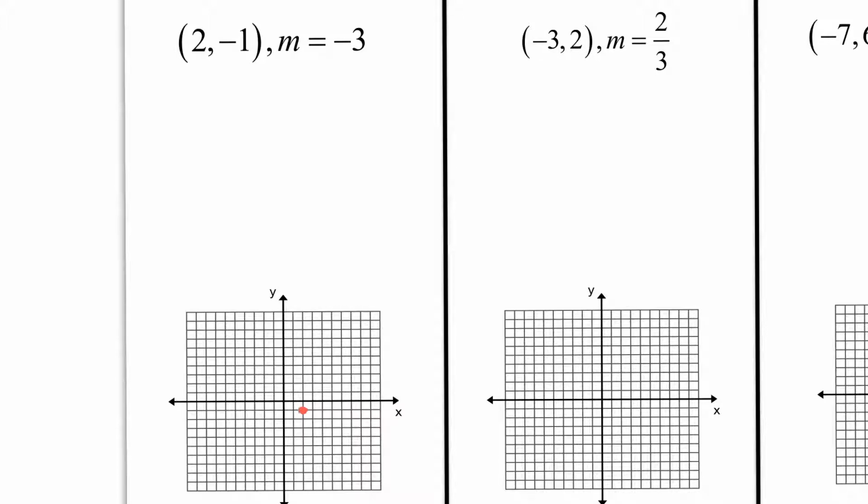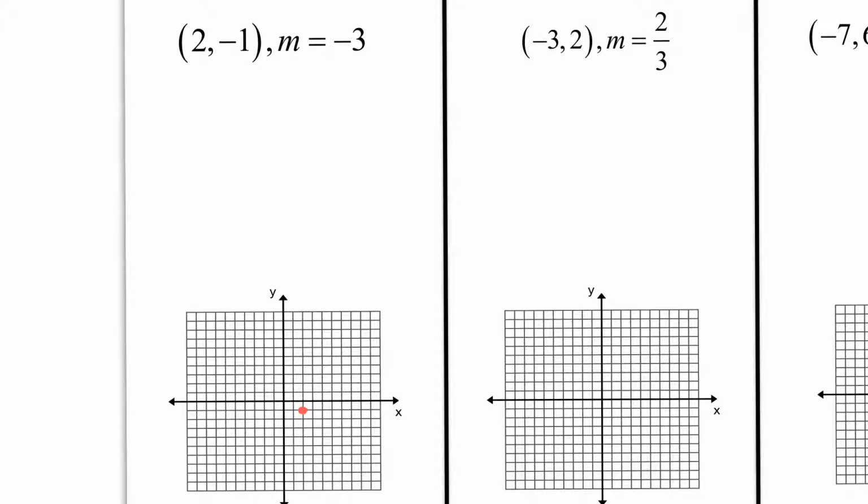So notice on my graphing coordinate plane, 2 to the right, 1 down. So my line is going to cross this point. Now look at the slope. My slope is negative 3. So what that means, my line is going to go down. So you're going to have a line going down like this, but it has to cross that point because that point is on the line.